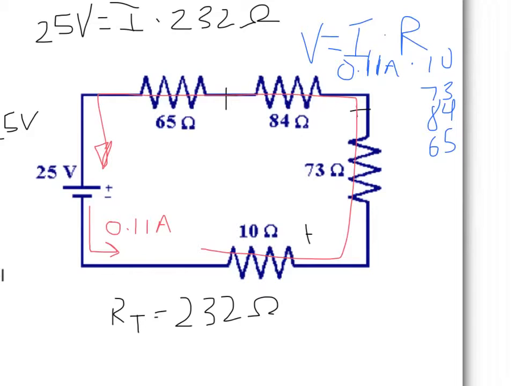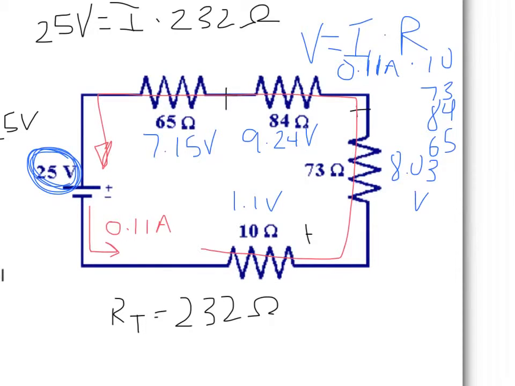For the resistor at the bottom, 1.1 volts. The resistor over here on the right, 8.03 volts. On the top, 9.24 volts. And on the top left here, 7.15 volts. If you add those four numbers up, you'll find that they do come out very close to 25 volts, which is what we'd expect in a series circuit. It's a good way to double check your answer.